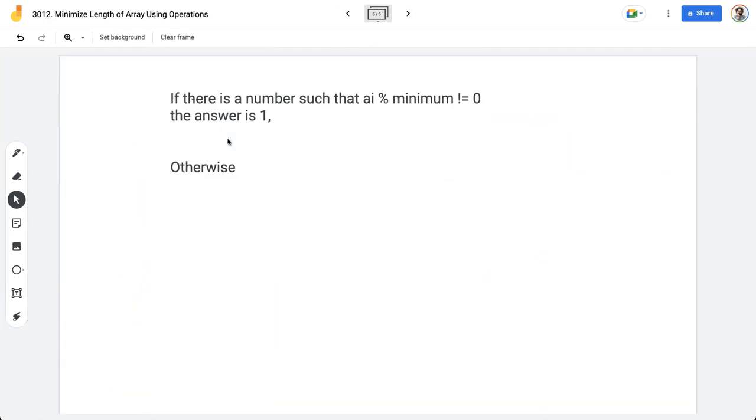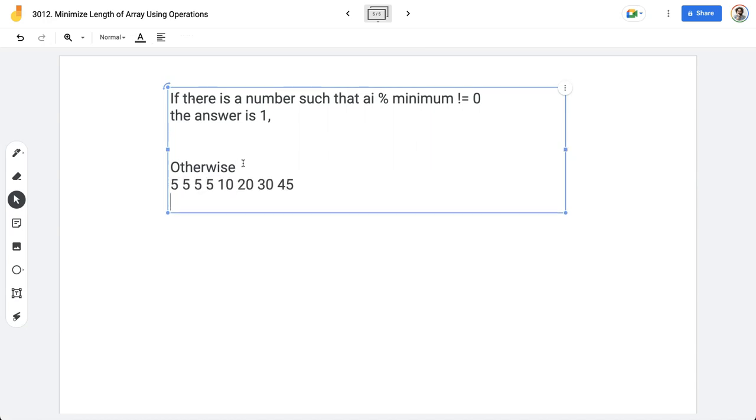I'm going to paste it here. Otherwise, all of the numbers are multiples of 5. All of the numbers are multiples of the minimum. In this case, you can try, but no matter which two numbers you take, the answer is always going to be a multiple of 5. Like if you take 40, 45, and 30, you're going to produce 15. If you take 30 and 20, you're going to produce 10. If you take 20 and 30, you're going to produce 20. No matter what you do, you cannot run away from having a multiple of 5.